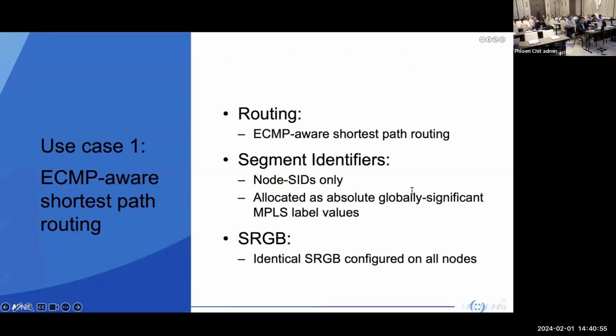Now we understand how nodes are assigning the labels in segment routing, we will move on to see segment routing use cases with different scenarios. Use case 1 is the ECMP-aware shortest path routing. Node SIDs are allocated and advertised with absolute labels, as all nodes in the SR domain have an identical range. We will use only node SIDs to demonstrate this, and they will be absolute labels because of the identical SRGB range.